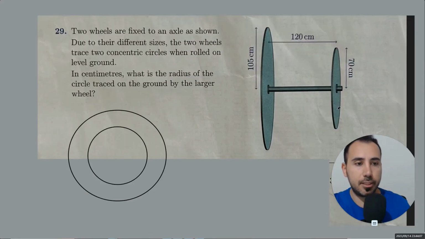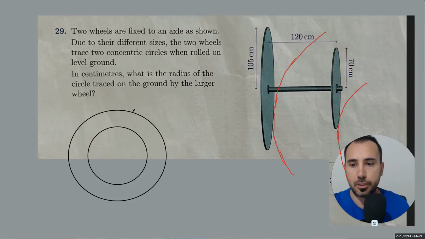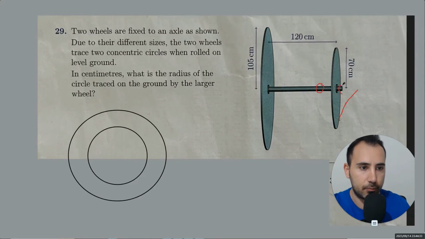Now we know that these two disks or wheels both of them will go around the circle, but the bigger disk will go around the bigger circle. So the bigger circle is this one, the smaller one is this one. So now let's imagine this. If this shaft rotates once, the small one will go 2 pi multiplied by 70. The big one will go 2 pi 105.